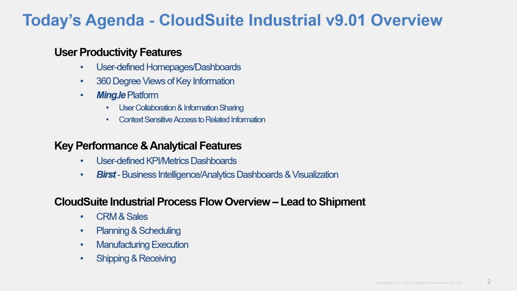CloudSuite offers a lot of different user productivity features, and some of the things that we'll take a look at today include user-defined home pages and dashboards. This is going to give you the ability to consolidate content onto a user-specific dashboard for efficient access to your CloudSuite information. We'll also look at 360-degree views of key information.